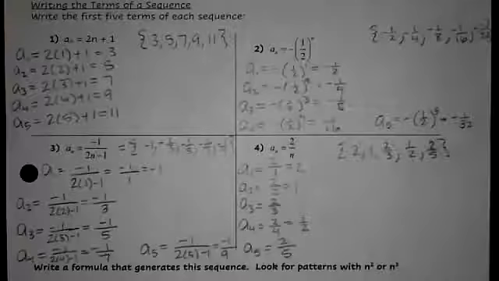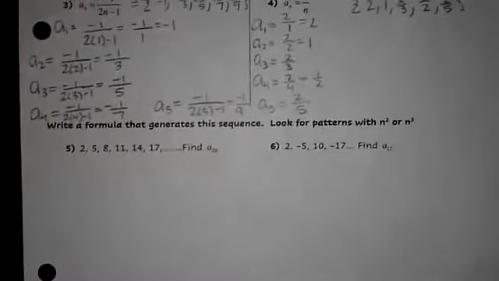Most of the time we're going to be asking for 4, 5, or 6 terms. So you have to be able to get those first 4, 5, or 6 terms of a sequence. All right, now we're going to work backwards. It tells us to write a formula that generates the sequence. And you want to look for patterns such as n squared and n cubed. A lot of the sequences and series come from those patterns.